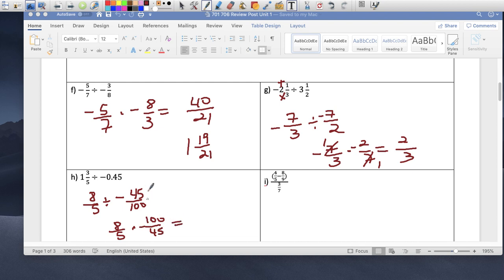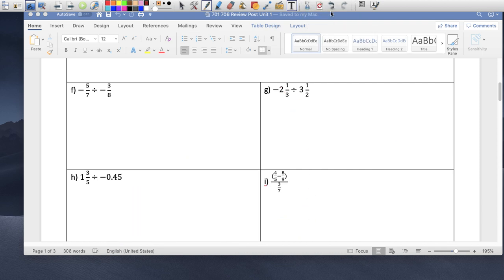There's a lot we can simplify, or you can just multiply across and then simplify. But 5 divided by 5 is 1. 100 divided by 5 is 20. And then 20 and 45, we can also divide by 5. 20 divided by 5 is 4, and 45 divided by 5 is 9. So on top, I'm going to get 8 times 4, which is 32. And at the bottom, I'm going to get a 9. Just remember it's negative, because a positive times a negative is a negative. 9 goes 32 3 times, which is 27. 5 left over 9. And again, don't forget that it's a minus.